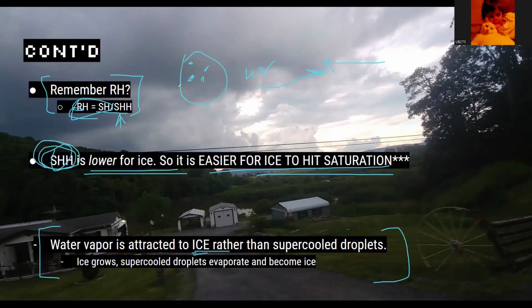And these supercooled droplets are actually going to evaporate, so they turn into water vapor, and then they'll turn into ice. So that's the way that it goes. Everything goes towards the ice, and the ice gets bigger. Once the ice crystals are big enough, then they're able to fall.